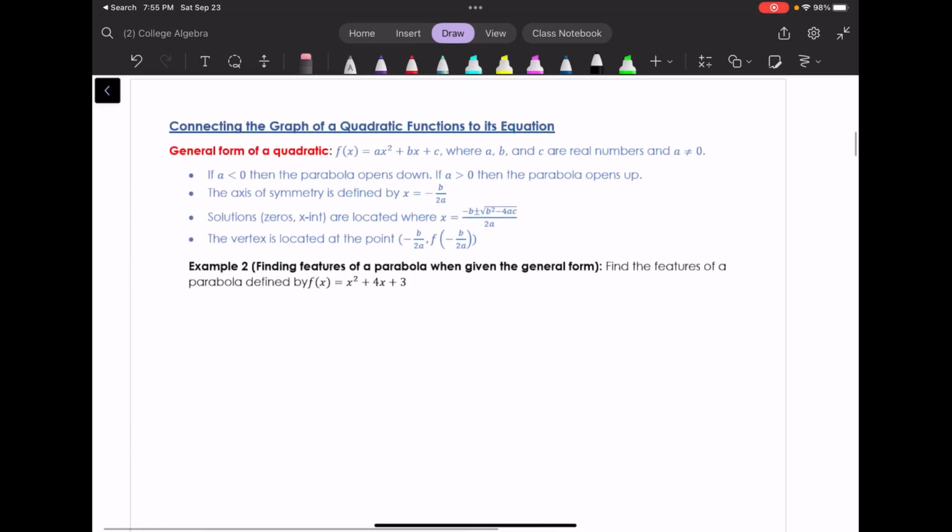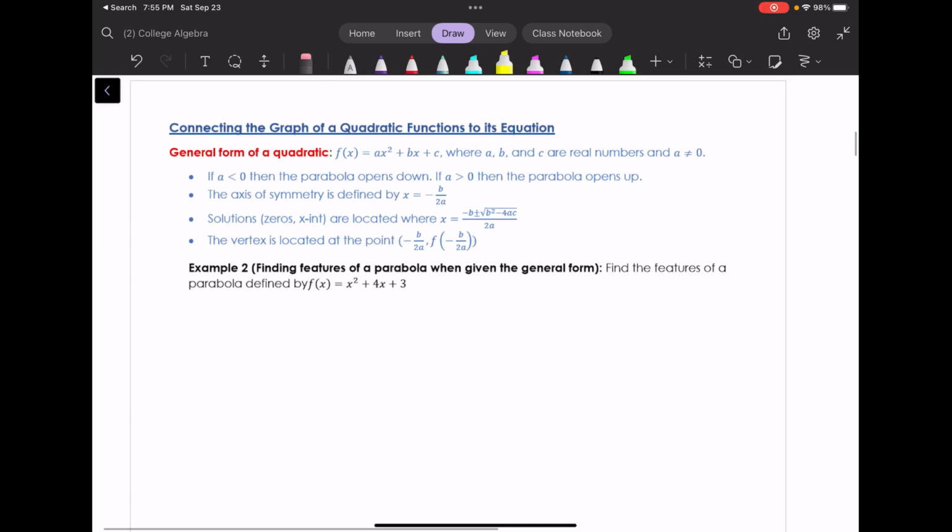The second part of section 5.1, we're going to connect the graph to its equation. And so we're going to talk about two primary forms of a quadratic function and its equation. And the first type, which you'll need to know, is the general form of a quadratic, and that is written as some number a times x squared plus some number b times x plus a constant c, where those numbers a, b, and c are real numbers, and a is not equal to 0.